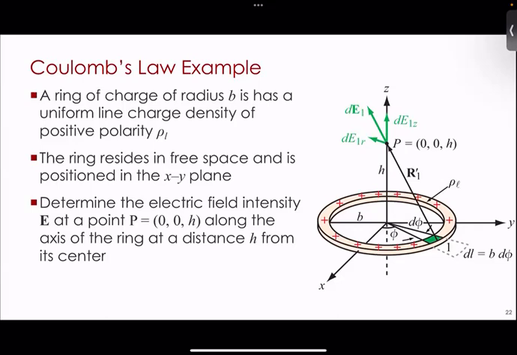Okay. We want to determine the electric field at that point. Any guesses what it might be based on our last example? What direction at least it might be in? What was our last one? We just had a point charge there, a point charge there, a point charge there, and a point charge there.